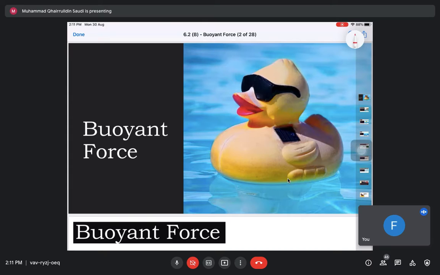So we are going to continue with our chapter 8 topic, force and motion. To be specific, subtopic 6.2, iaitu effects of force. Last class we learned about effect of force. This class we are going to try to cover two subtopics, that is buoyant force and level. Okay, so we are going to try to finish it before 3.